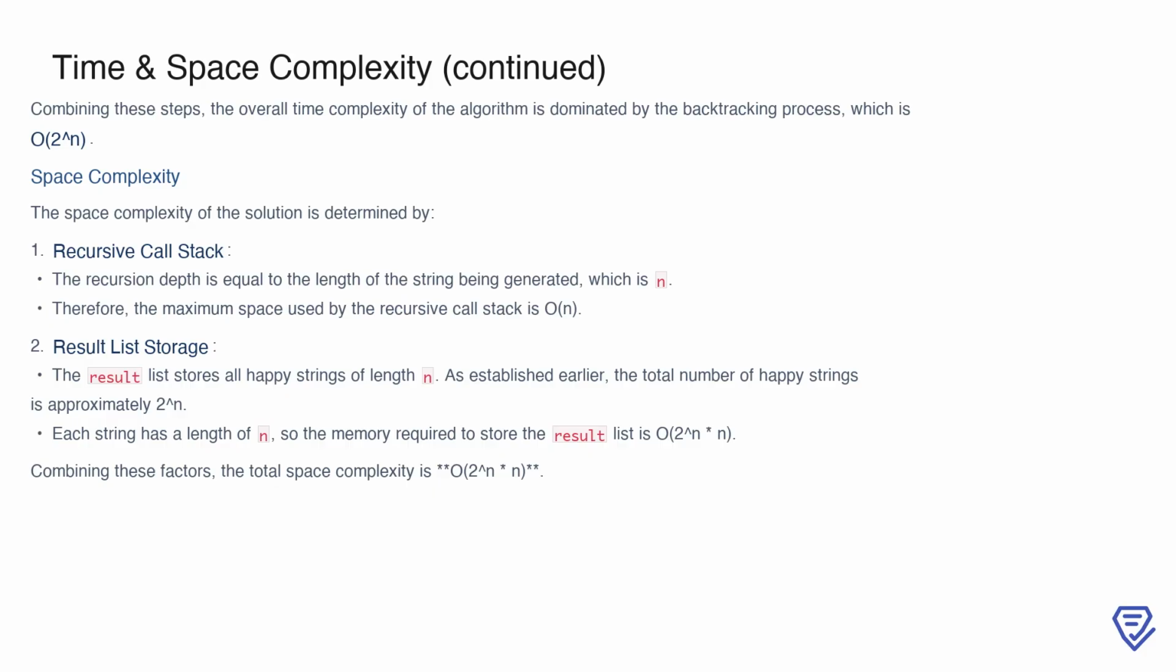Shifting focus to space complexity, the recursive nature of the backtracking function means the recursion depth will be equal to the length of the string being generated, which is n. This contributes O(n) to the space complexity due to the call stack. Additionally, the result list stores all happy strings of length n. Since there are approximately 2 to the power of n such strings and each string has a length of n, the memory required for the result list is O(2 to the power of n times n). Combining these two factors, the overall space complexity of the solution is O(2 to the power of n times n).